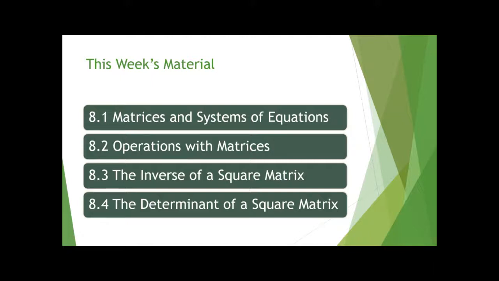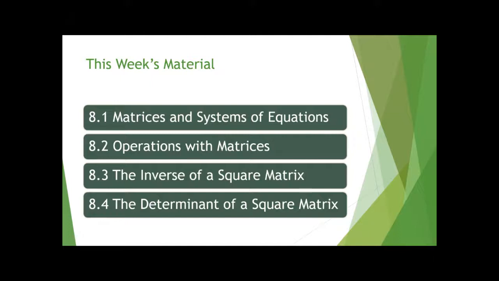Then we have 8.2, which is operations with matrices. So that's like adding matrices and multiplying matrices. We can subtract matrices. We don't divide matrices. That's not a thing. Then 8.3 is the inverse of a square matrix. If you have something, so a square just means that you have the same rows as columns. And if you have something that's not square, which is rectangular, you can't take an inverse. So you can only do inverse of square matrices. And then 8.4 is the determinant of a square matrix. And so that's a special value that a matrix has, and it's used for a lot of different things.